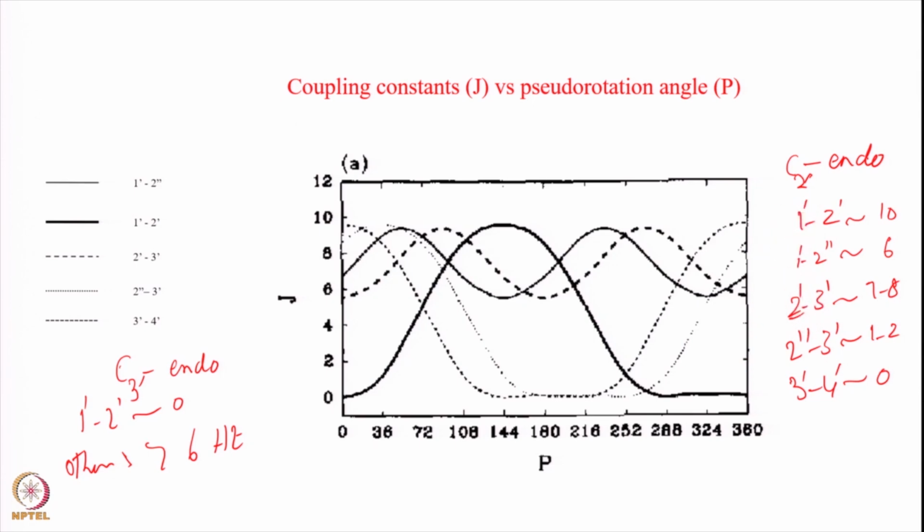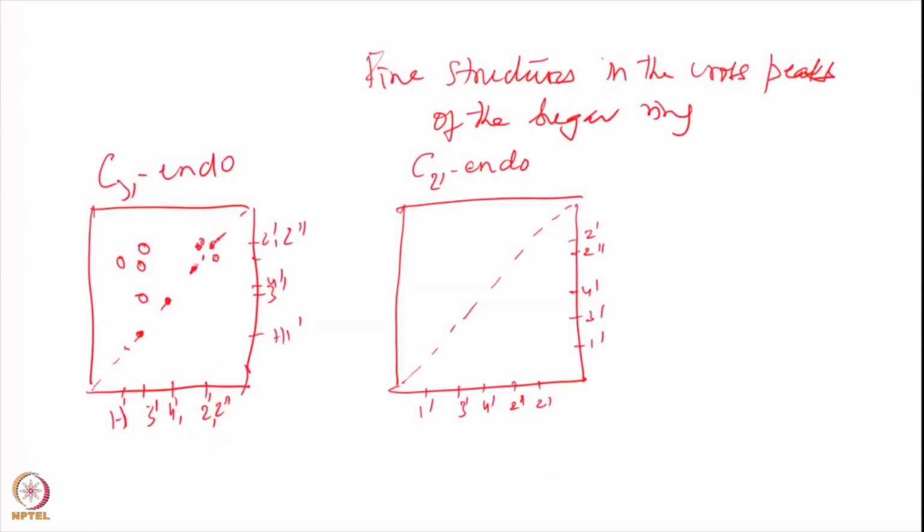So let us draw that here. So I will have 1 prime 2 prime coupling, this peak will be present, 1 prime 2 double prime also will be present, and what about 2 prime 3 prime? 2 prime 3 prime will be present, 2 double prime 3 prime will not be present, and 3 prime 4 prime also will not be present. So therefore I will have only 3 peaks here on both sides. Of course, correspondingly, they will be present symmetrically here as well. I am not writing on this side.